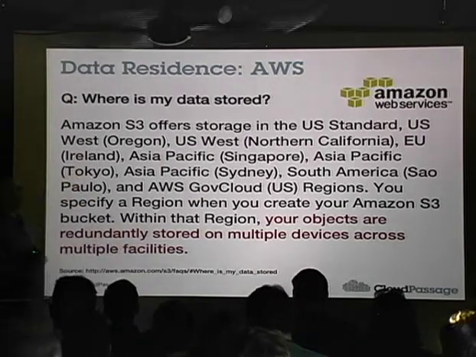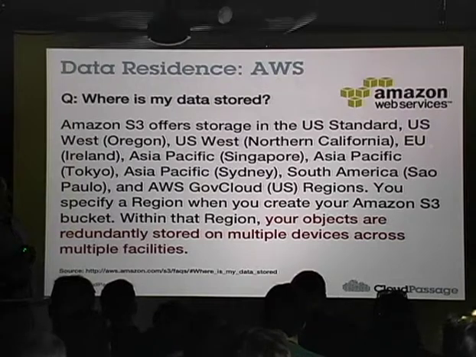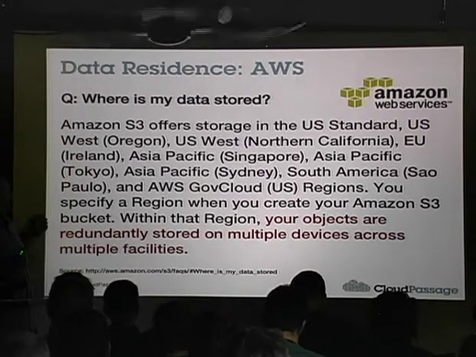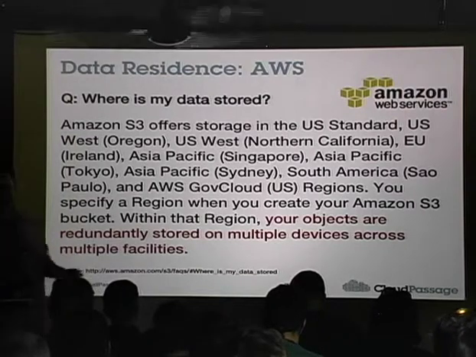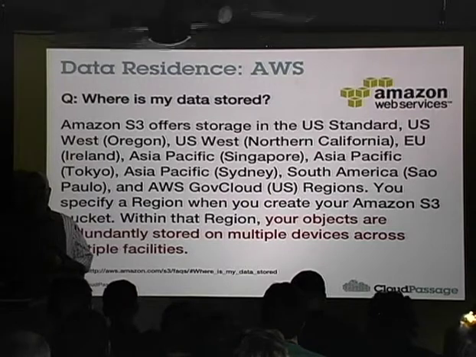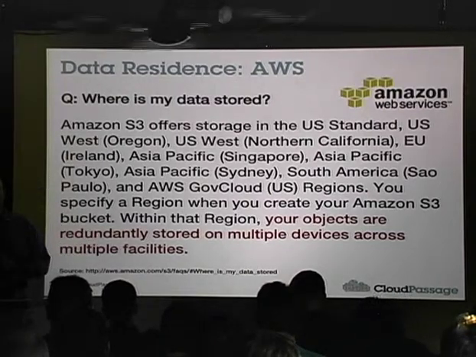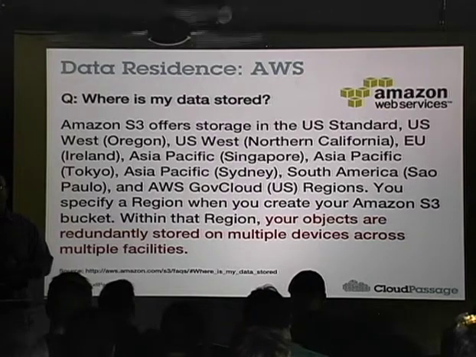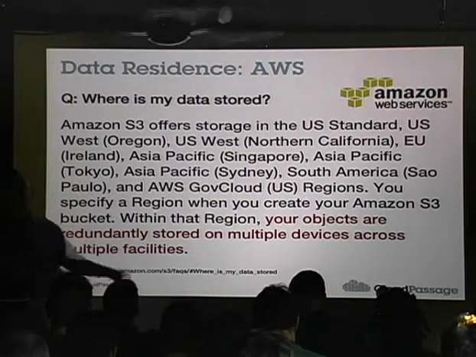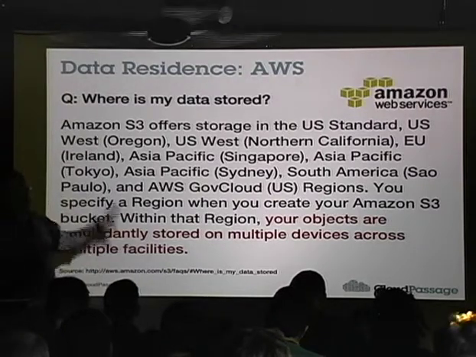Contract language. So AWS, where's my data stored? Your objects are redundantly stored on multiple devices across multiple facilities. That's helpful. It's helpful for operational efficiency, but it's not so great for forensic acquisition. Because how are you supposed to be able to point to your data store and say, I can authoritatively say that this is the only place that my data resides? With this sort of indemnification, you can't really.